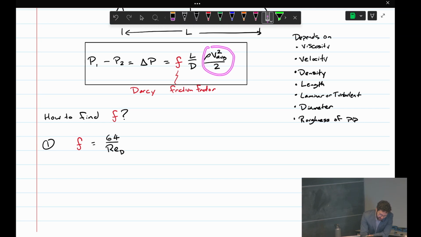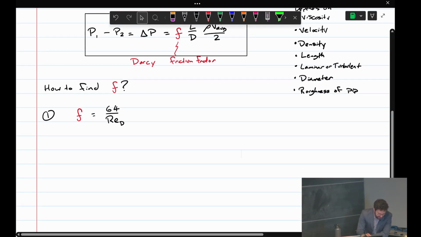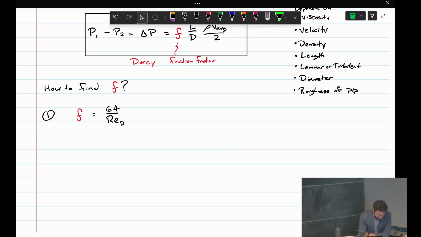And this rho v average squared is kind of like a dynamic pressure. So that's the units of pressure. So both of these quantities are dimensionless, so we get pressure out. So F is 64 over Reynolds number based on diameter. Again, both of those are dimensionless. This is quite a nice equation because basically all the variables except viscosity are included. We already know that in the top equation. The problem is this is only for laminar flows.